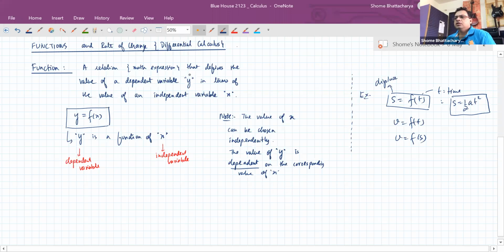Okay. So hope things are clear so far. If there's any doubt, please let me know. Okay. So let's look at some examples of functions. One of the easiest instances to understand is a linear function. Let's take some simple straight line equation: y is equal to 2x plus 3. This is an example of what we call a linear function. Let's say y is equal to 3x square plus 5x plus 2. This is an example of what we call a quadratic function.